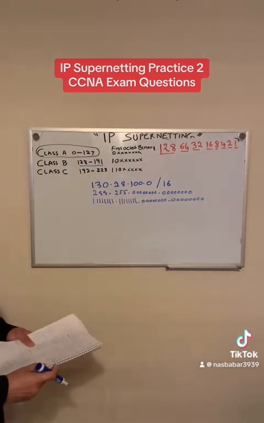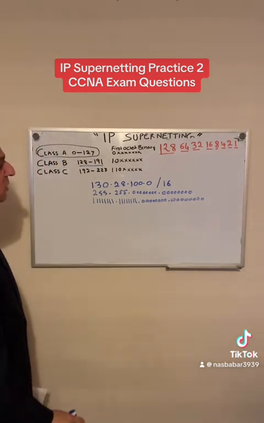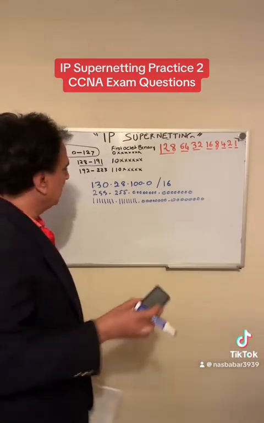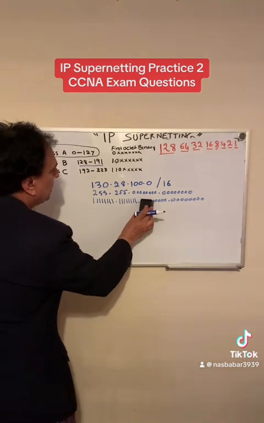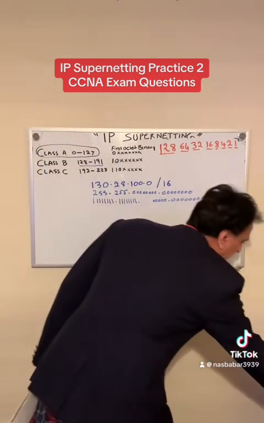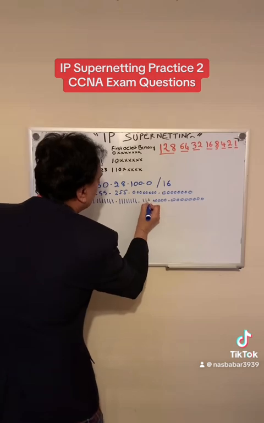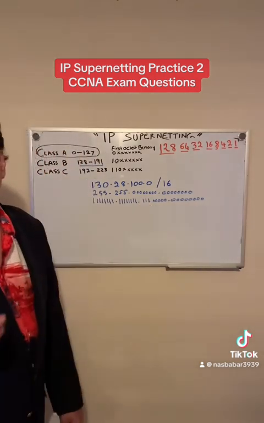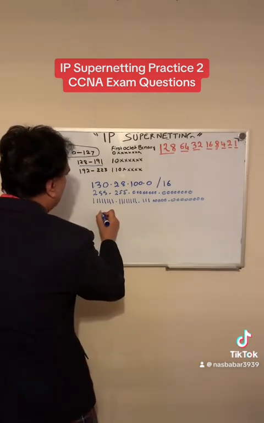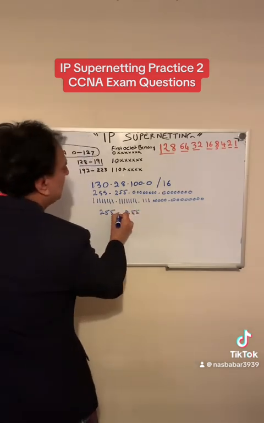Okay? Now, what I want to do is from the third octet, I want to steal 3 ones. All right? And this is supernetting. I'm stealing 3 ones from the third octet. I'm deleting these zeros, and instead I'm going to put 3 ones. Once I do that, I have changed the subnet mask. So the new subnet mask is going to be 255.255. This is in decimal form.